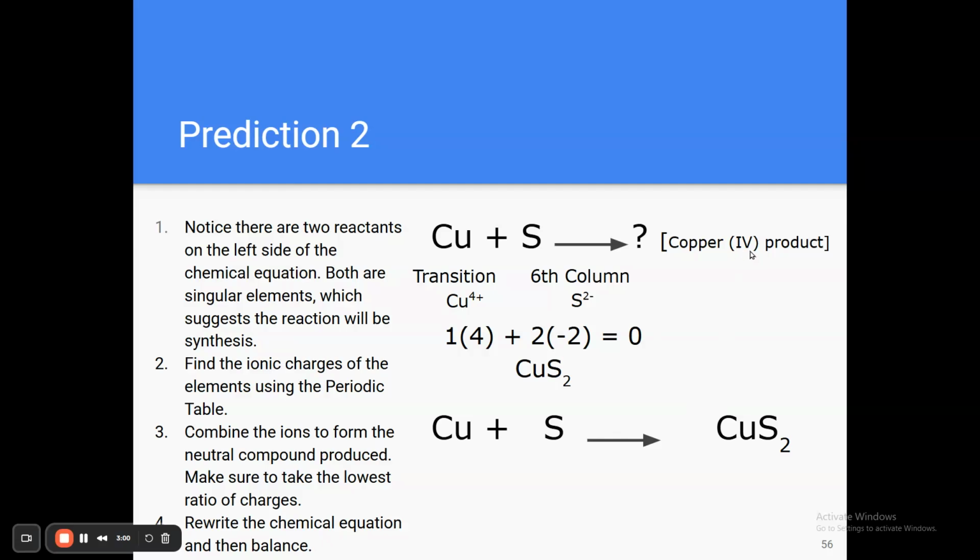In this case, it would be copper 4 sulfide. You'd have to use the Roman numerals to explain the charge of the transition metal. And then you'll go ahead and balance. Since we have 2 sulfurs in the product, we need 2 sulfurs in the reactant, and then we are done. Again, you're more than welcome to put a 1 in front of the copper and copper sulfide, but leaving it blank is fine. You cannot, however, put a 0. If you put a 0, that means it doesn't exist, and that's incorrect.